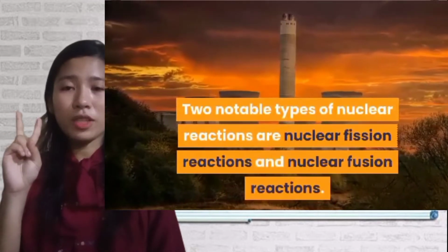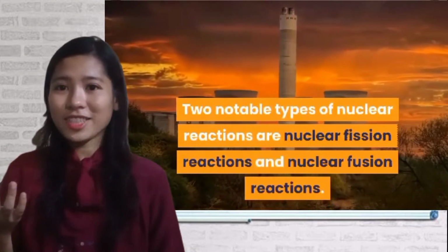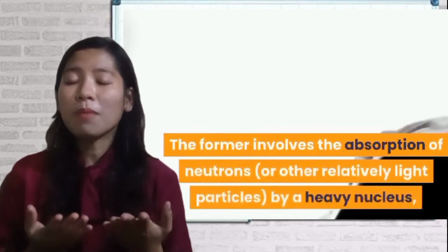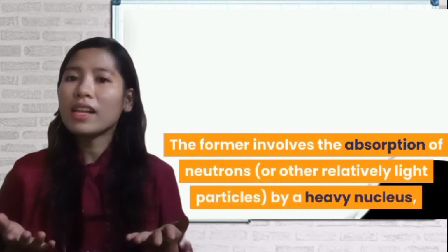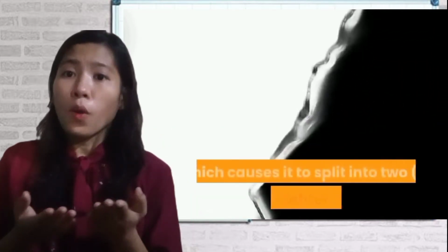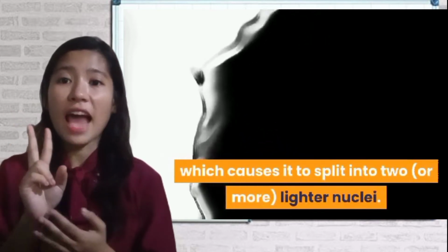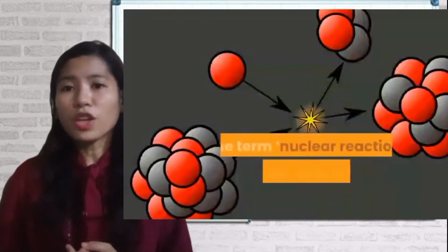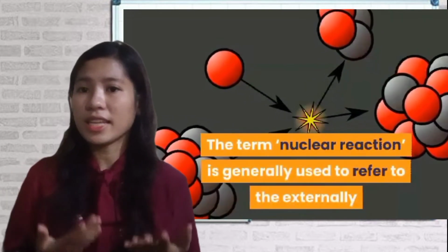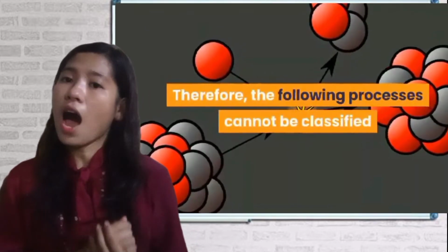There are two notable types of nuclear reaction: the nuclear fusion reaction and the nuclear fission reaction. The latter involves the absorption of neutrons or any relatively light particle by a heavy nucleus, which causes it to split into two or more lighter nuclei. The term nuclear reactions is generally used to refer to externally induced processes. Therefore, the following processes cannot be classified as reactions.